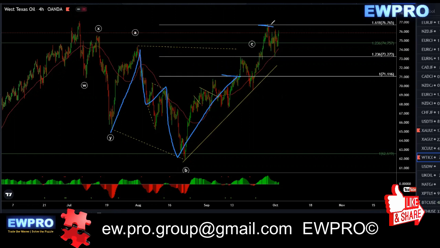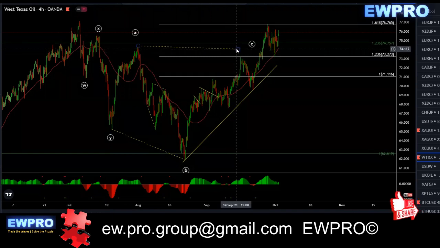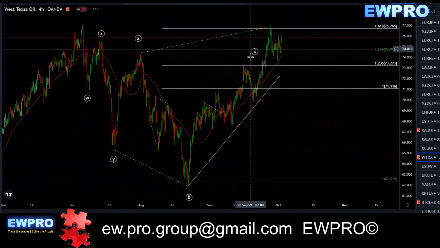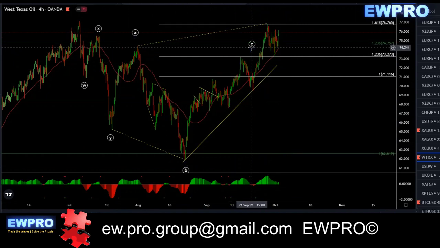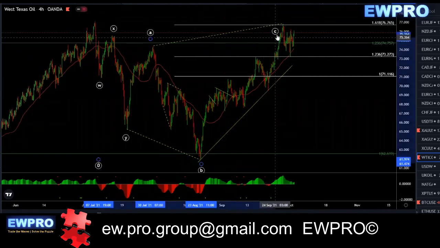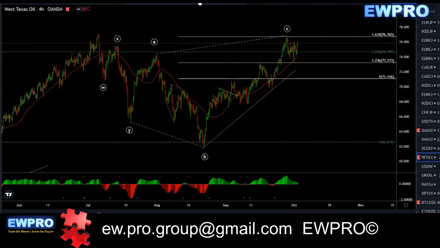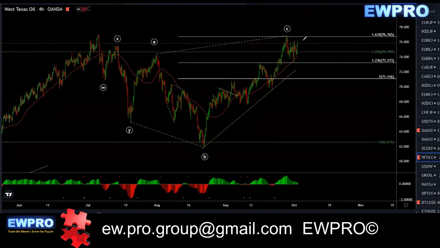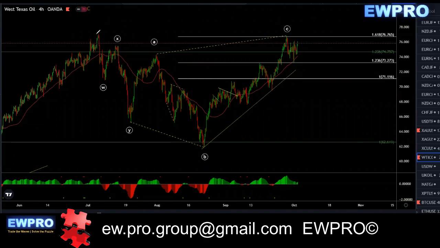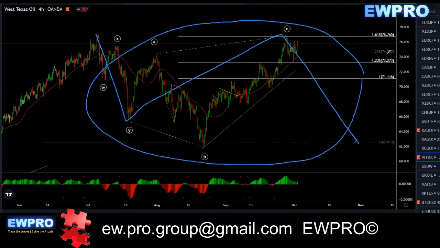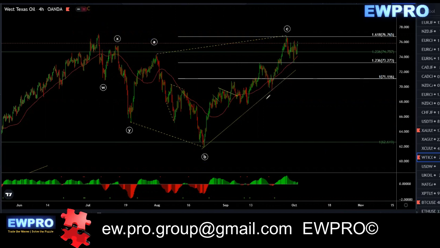So it did hit the second target. It still is possible that this is a flat, but you really have to wait for a nice sell setup to look for the sell. And it hasn't given you a sell setup yet. Like we're looking at A, B, C for a larger correction before we get more upside. There's no sell setup on it.